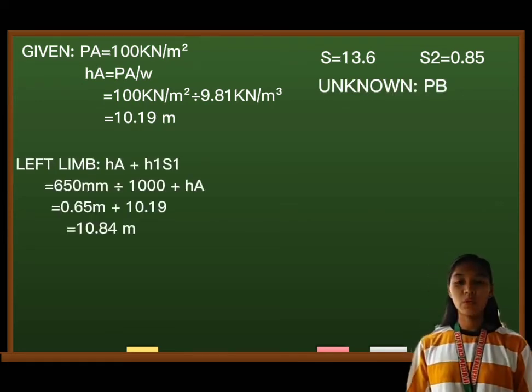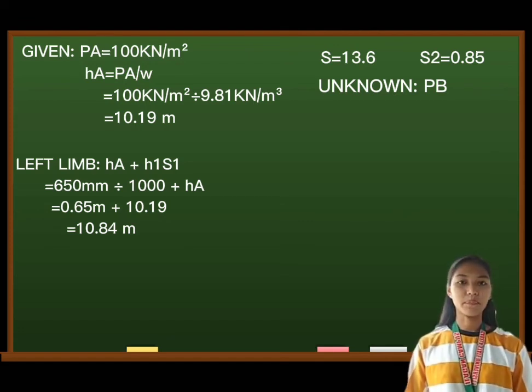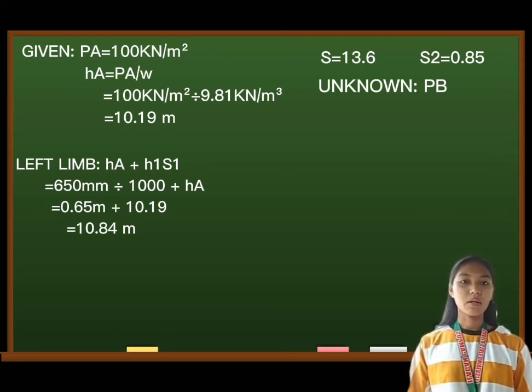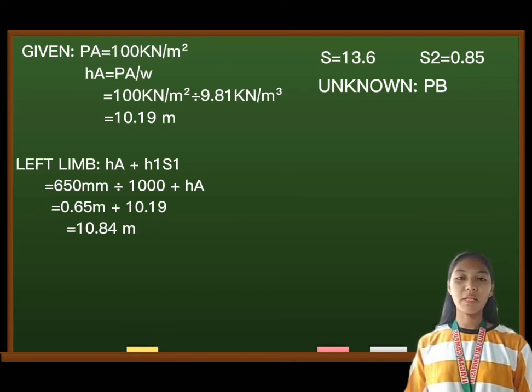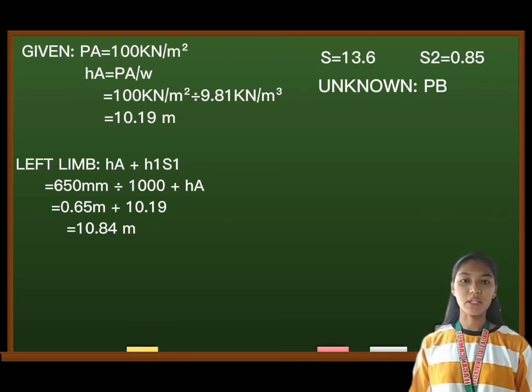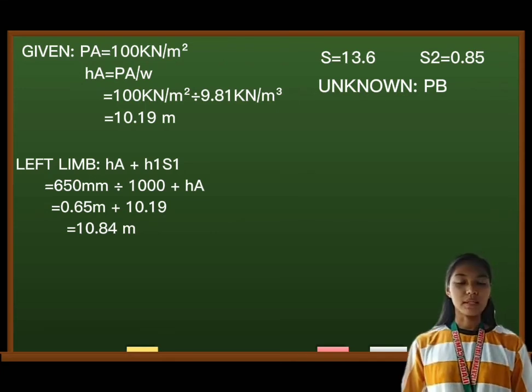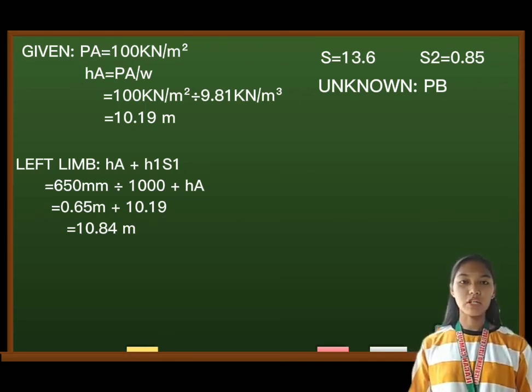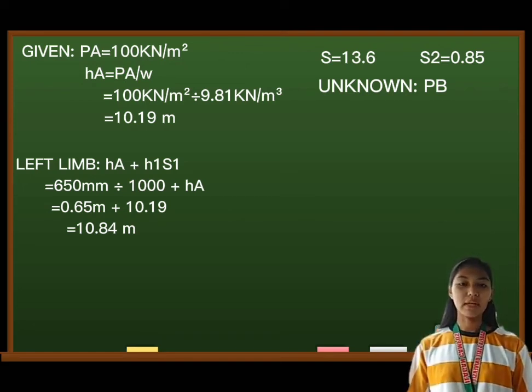So, our left limb equation is HA plus H1 times S1. Our H1 is 650 mm, so let's convert it into meter. 650 millimeter divided by 1,000 is equal to 0.65. Plus, our HA there is 10.19. So, 0.65 plus 10.19 is equal to 10.84 meter.